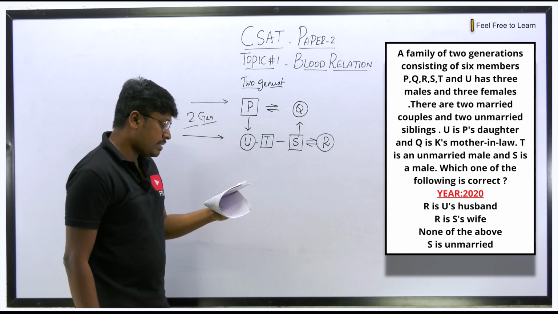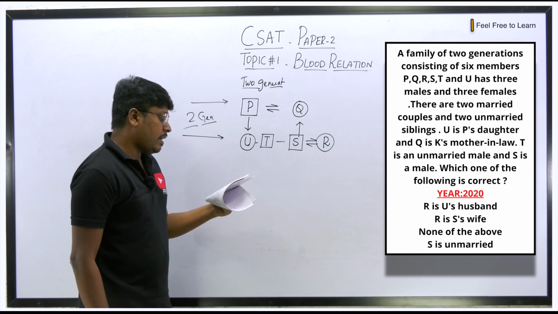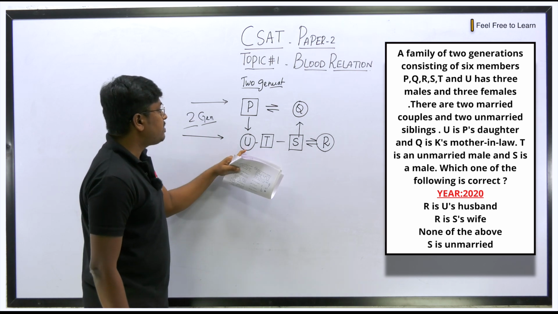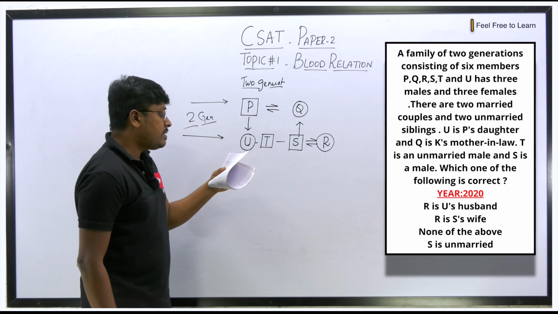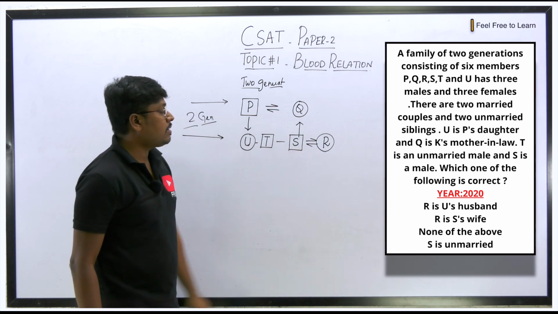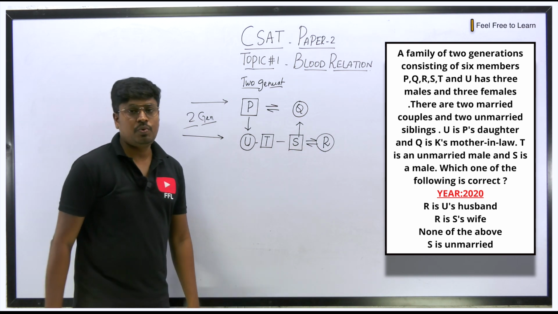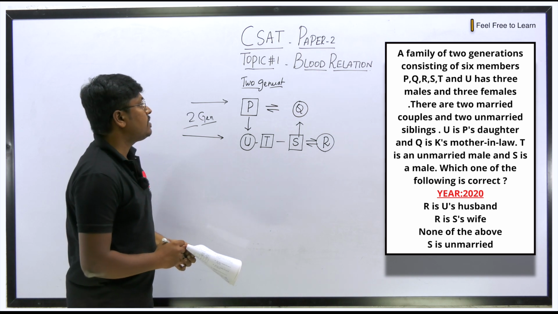And what is the question they are asking? Which of the following is correct? R is U's husband. U's husband is R. No, it's wrong. R is S's wife. So S's wife is R. That is correct. So option number 2 is correct, right? So that will be the answer for this question.